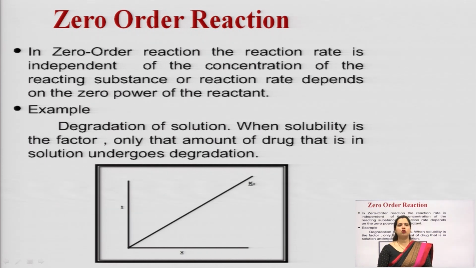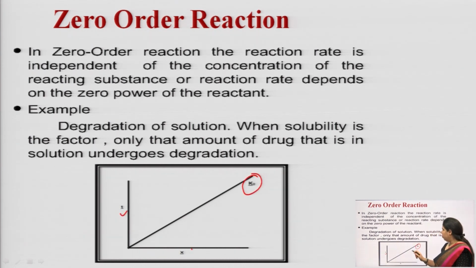For example, degradation of a drug in solution when solubility is the factor: only the amount of drug that is in solution undergoes degradation. So if we say that the drug is getting degraded in the solution form, that means the solubilized drug is getting degraded. The non-solubilized drug will not get degraded. So, this is the relationship, x is the concentration, t is the time. K0 is the zero order coefficient or rate constant.